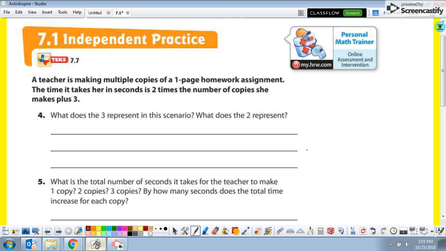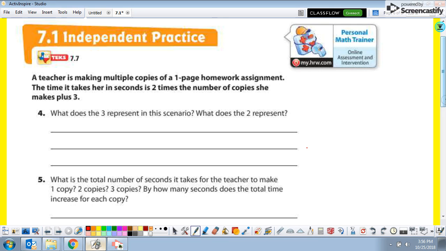Okay, guys. So what I wanted to do is look at the first two questions and help you out on these first two, to give you an idea of what you're going to expect on the homework here on 7.1. On number 4 and 5, it says a teacher's making multiple copies of a one-page homework assignment. The time it takes her in seconds is 2 times the number of copies she needs to make plus 3.